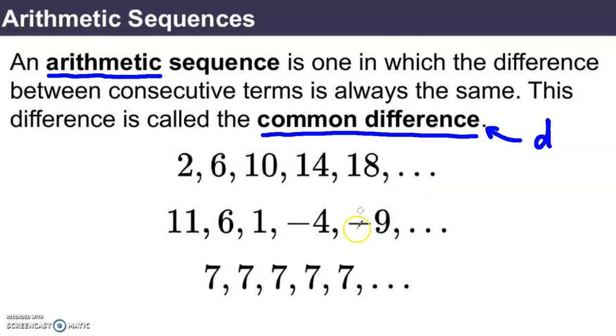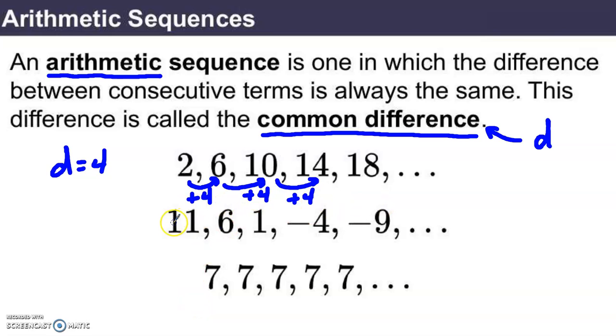So these are all examples of arithmetic sequences. Here's the sequence 2, 6, 10, 14, 18. What's the common difference? What can you add from each previous term to get to the next one? It's 4. So for this arithmetic sequence, the common difference is 4.